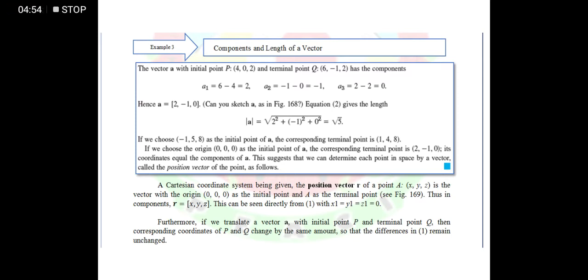A1. So we have A1 natin is 6 minus 4 kasi ending point natin or terminal point natin is Q, tapos initial point natin is P. So that's why final minus initial to find its components. Okay? So we have here 6 minus 4, negative 1 minus 0, and 2 minus 2. Okay? So yun.